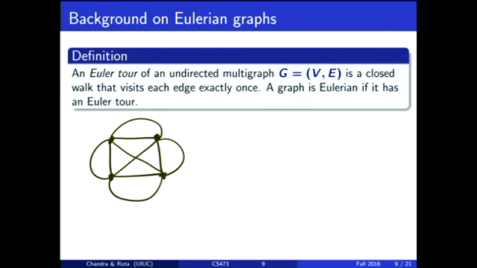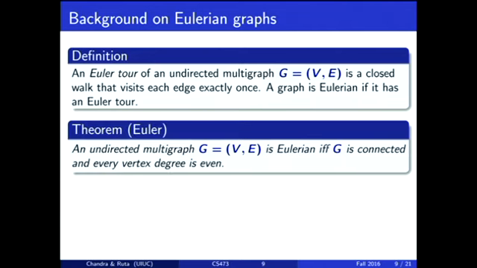So why are they called Eulerian? Because Euler proved this in whatever, when is it, 1600s or something. The Königsberg bridge problem, he solved it using the notion of graph theory. And so that's why it's named after Euler. So an undirected multigraph is Eulerian if and only if G is connected and every vertex degree is even.